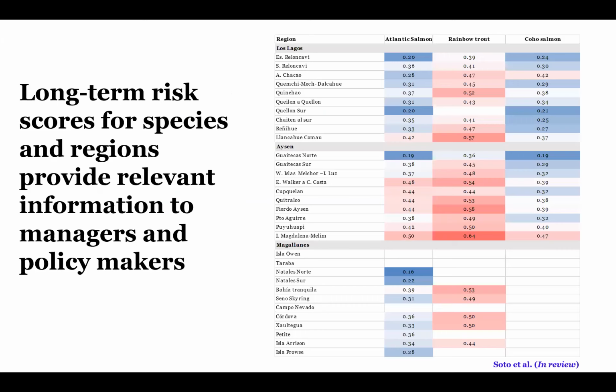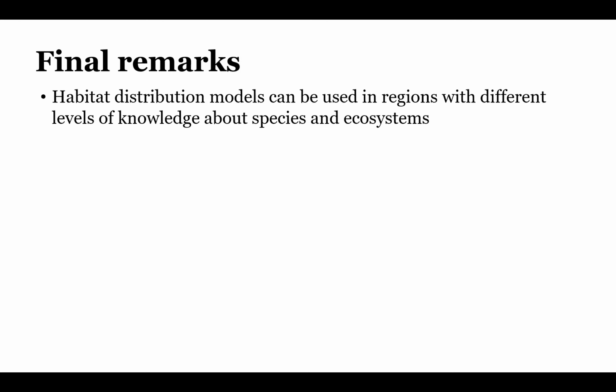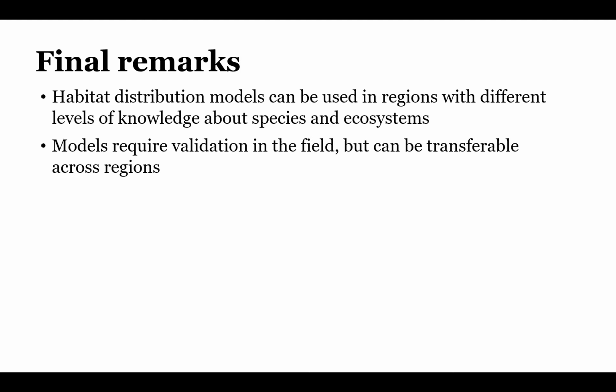And this will be really useful for managers, in some cases with uncertainties or high uncertainty in some of the scores. We can revise the scores every time with more information being available. This is similar to what is done in the IPCC method. And as a final take-home message, these models can be used in different regions with different levels of knowledge about species and ecosystems. This model requires validation in the field, but can be transferable across regions too.